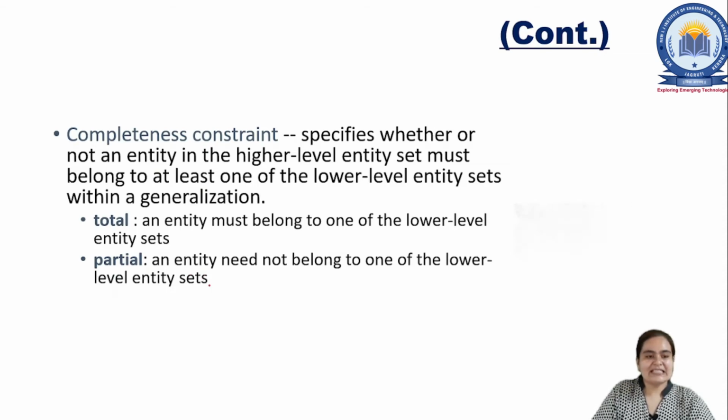Now there is something called a completeness constraint. It specifies whether or not an entity in the higher level entity set must belong to at least one of the lower level entity sets within a generalization. In total, an entity must belong to at least one of the lower level entity sets, and in partial, an entity need not belong to one of the lower level entity sets. So total means each of them has to, but in partial it is not always required.